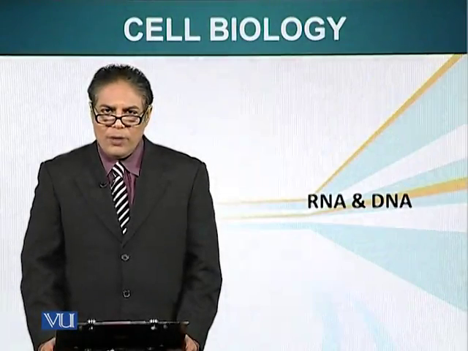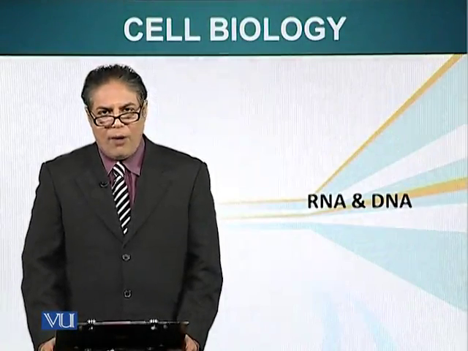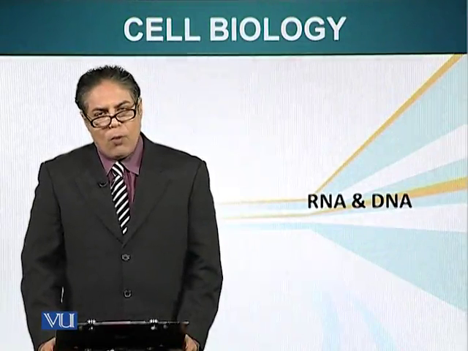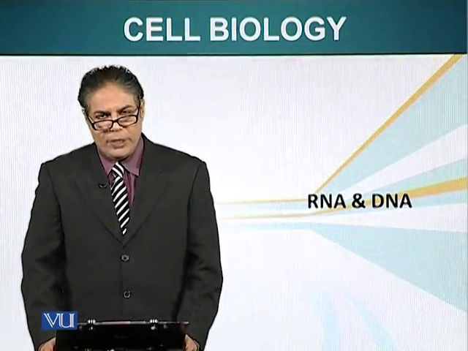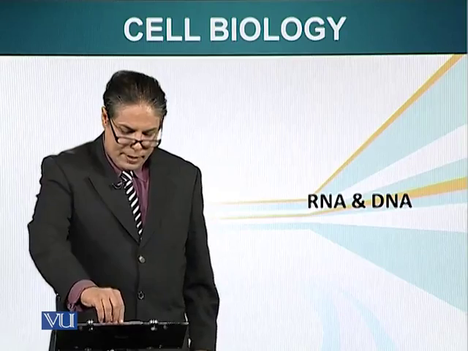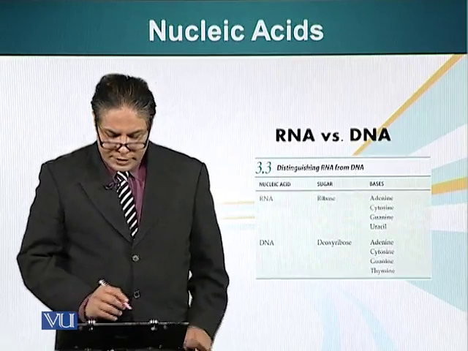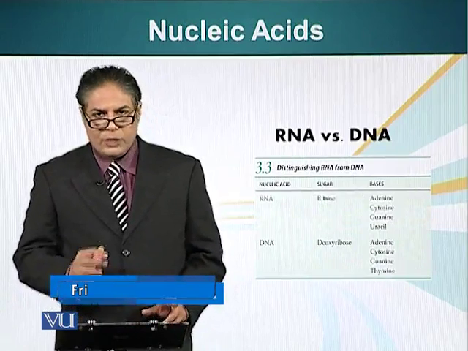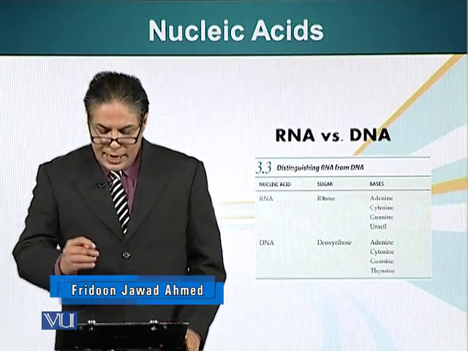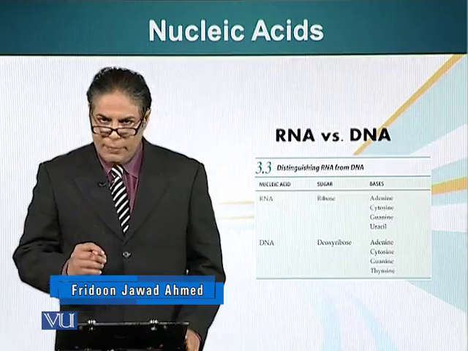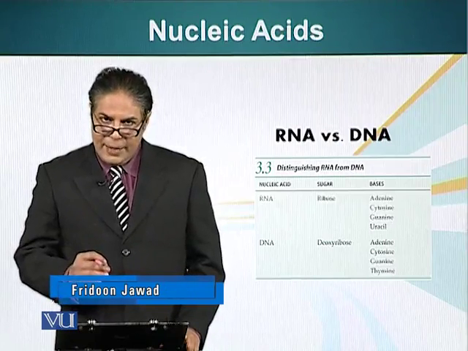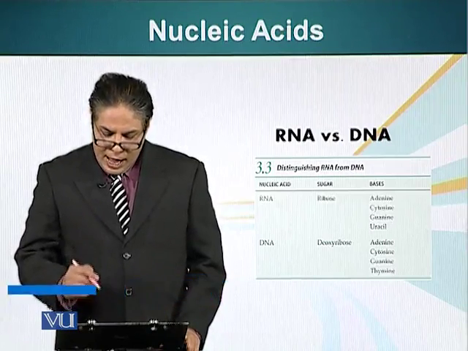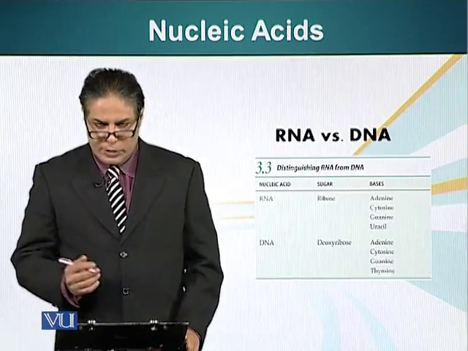In this module, we'll look at the differences between RNA and DNA. We'll also look at some of the chemical properties of these molecules. First of all, let's look at the differences. As I have mentioned before, RNA has ribose sugar and it has uracil. However, DNA has deoxyribose and thymine instead of uracil.